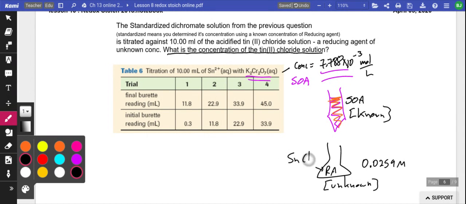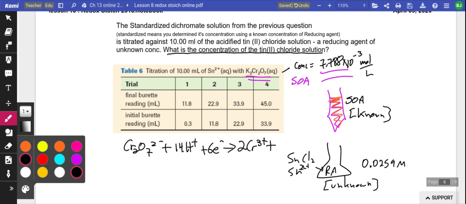So in this one, we're titrating tin 2 chloride or tin 2 plus as our reducing agent. And we're reacting it with acidified dichromate. So our half reactions are acidified dichromate, same one as before, Cr2O72 minus, reacting with 14H plus and 6 electrons to give 2 Cr3 plus and 7 waters. Okay, there's reaction number 1. Strong oxidizing agent reacting with our new strong reducing agent, which is tin 2 plus.